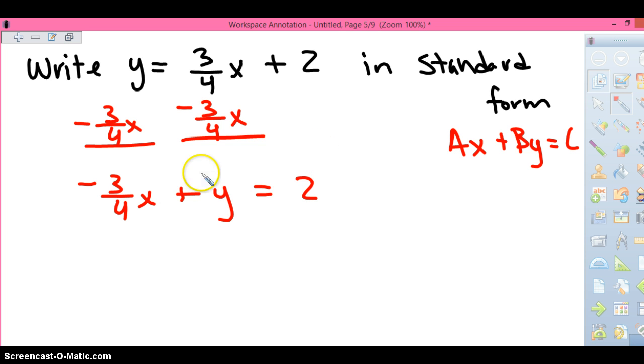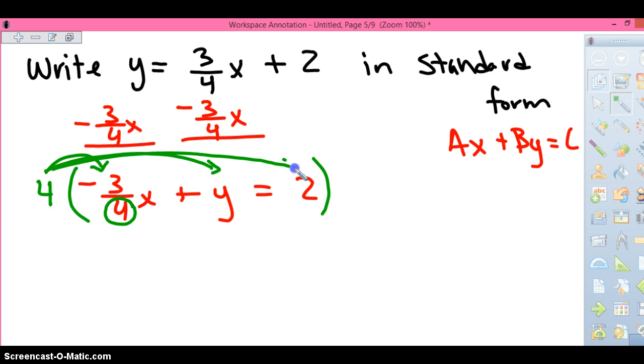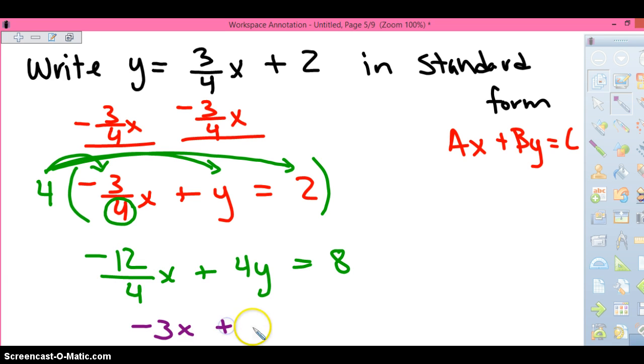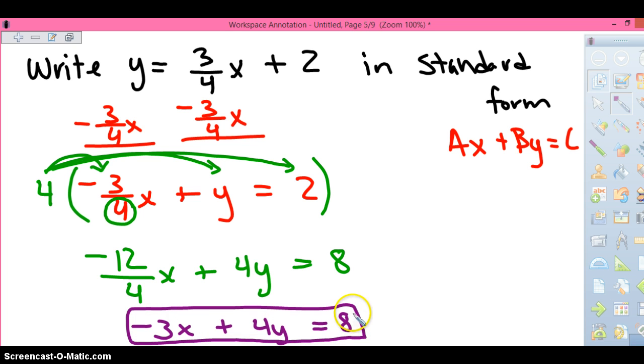When we're writing our equation in standard form, we want to use integers only. In other words, we want to get rid of this fraction. So the only way to do that is to put parentheses all around it and multiply the whole thing times the denominator. 4 times -3/4 x is -12 over 4 x, 4 times y is 4y, and 4 times 2 is 8. We can simplify. -12 over 4 is -3x plus 4y equals 8. And this would be our equation in standard form using integers only.